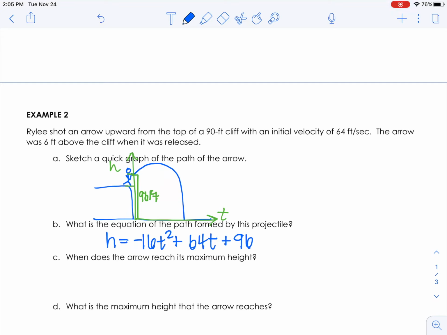When does the arrow reach its maximum? So we want the vertex point. When means we're looking for a time, which is the x-coordinate.